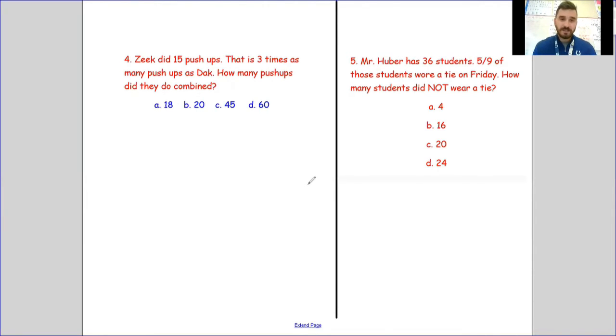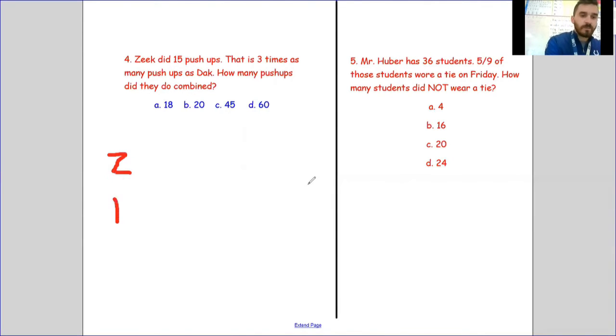So what a lot of people did, they did 15 plus 3, they got 18 because they saw combined. Technically, you could use addition, but you wouldn't just add those 2 numbers. I think people looked at combined, but then they just ignored 3 times as many, which we know is so important because we're doing our multiplicative comparisons. So I'm comparing Zeke's push-ups to Dak's push-ups. Let me pull them out.